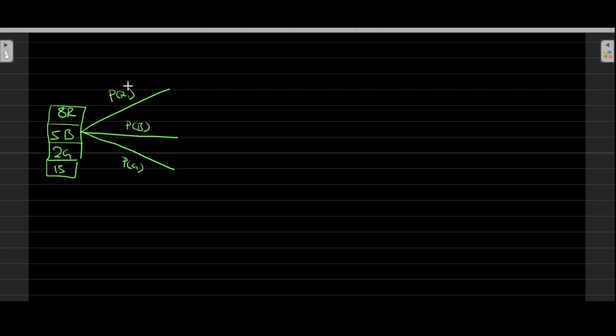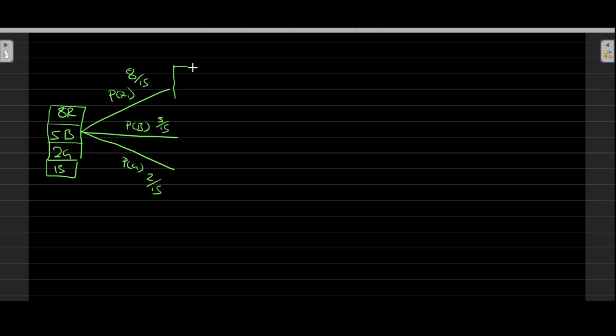Meaning that here the probability of picking a red pen is going to be 8 out of 15. The probability of picking a blue pen is going to be 5 out of 15. The probability of picking a green pen is going to be 2 out of 15. But remember, when you pick these pens, the pens keep reducing.